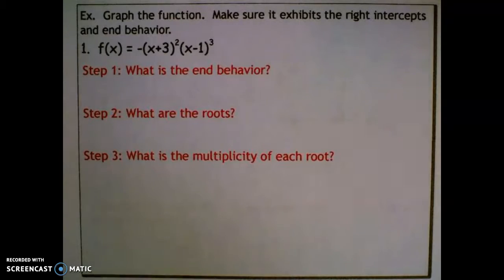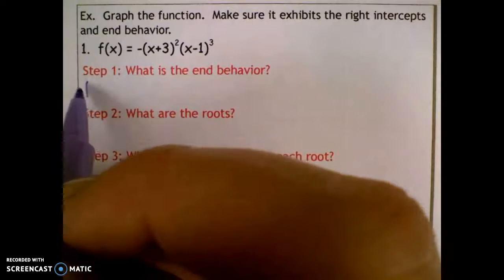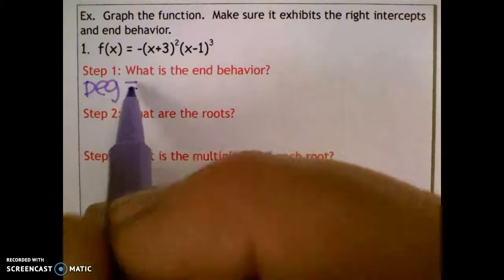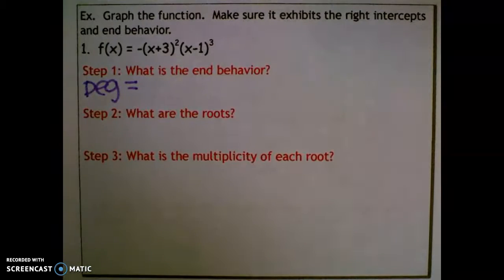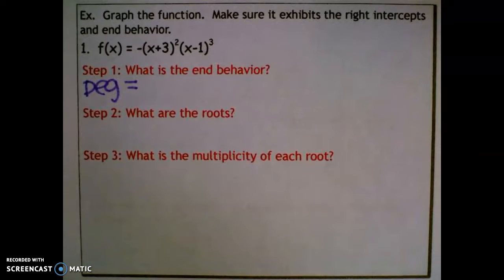Alright, so here's our first example. They've given us a function, negative x plus 3 squared times x minus 1 cubed. And we're going to follow through these steps. So first step is to find the end behavior. So we need to know what the degree is. Well, the degree is the highest exponent when it's written in standard form. So in this case, you have x plus 3 squared, x minus 1 cubed. That's not in standard form, that's in factored form, which is helpful later.